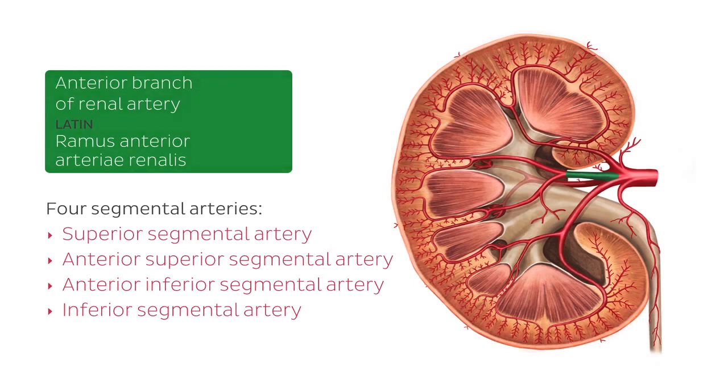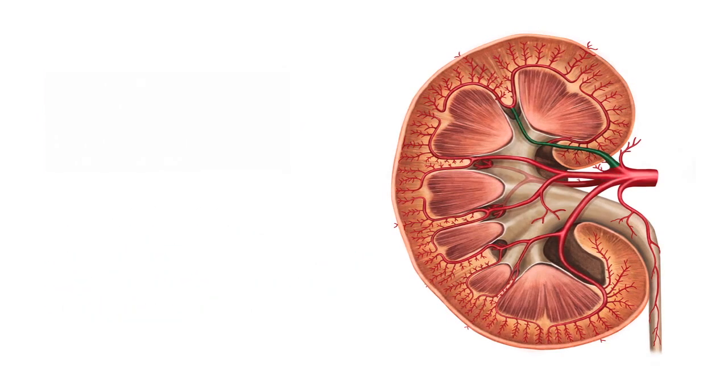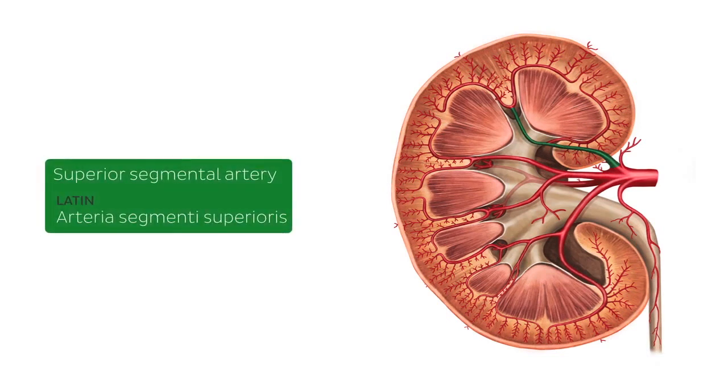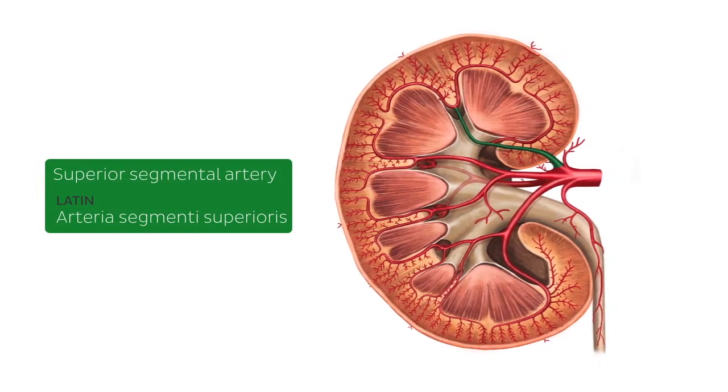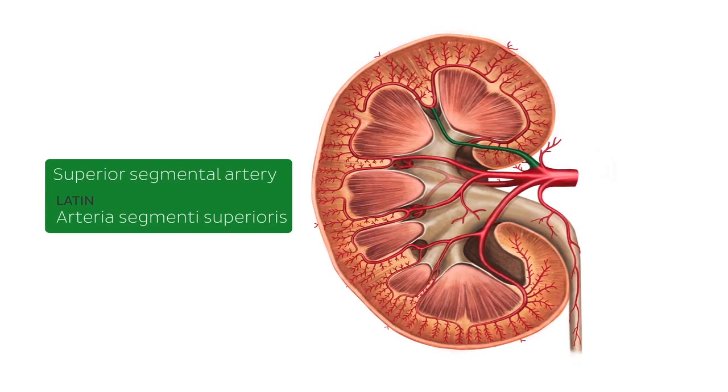Now, the next one, let's start off then the next slide that will cover one of these segments known as the superior segmental artery. And the superior segmental artery is the first segmental branch, if you remember correctly from that list that I just mentioned, of the anterior branch of the renal artery. This artery, as the name suggests, will supply the superior segment of the kidney.